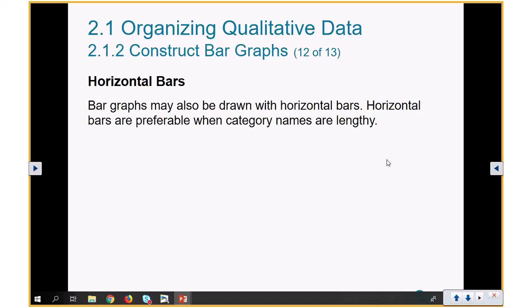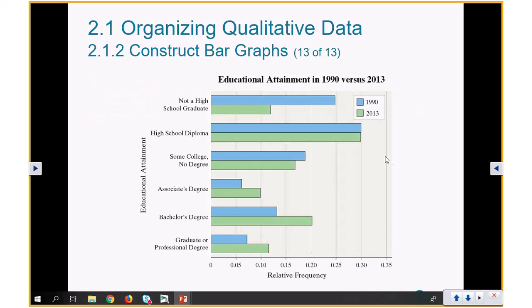Horizontal bars, hardly ever used. They're used when you got a lot of categories. And you can make the chart as high as you want to. And they go out to the right. So that's a horizontal bar chart.